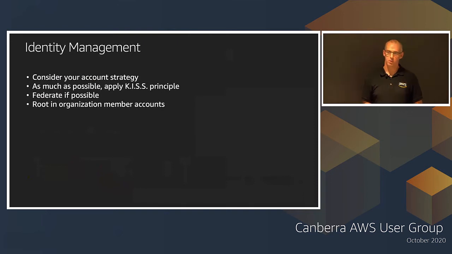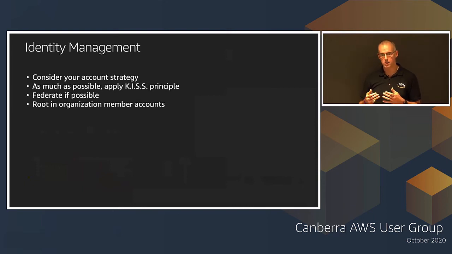So from an identity management point of view, consider your account strategy in terms of whether or not you've got a lot of teams within one account or fewer accounts, or you've actually got a good practice where you've got a lot of people in their own isolated accounts, because what that lets you do is simplify your IAM policies a bit, and it makes them easier to administer and easier for your people that are new to cloud to understand and to debug. I've said federate if possible.